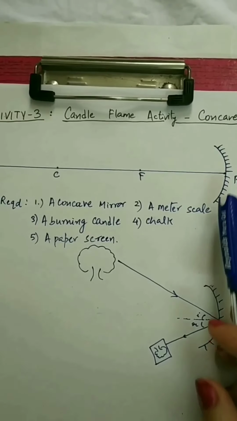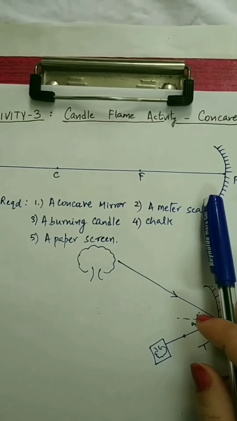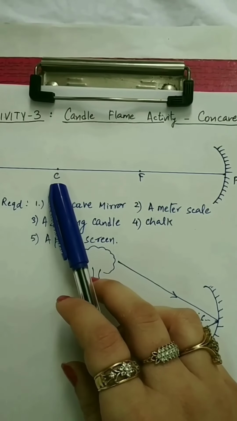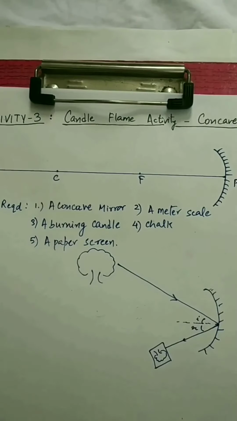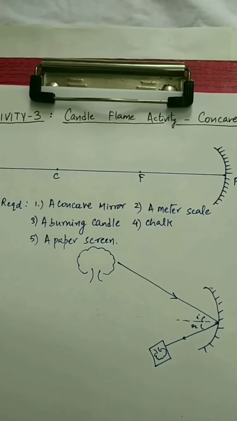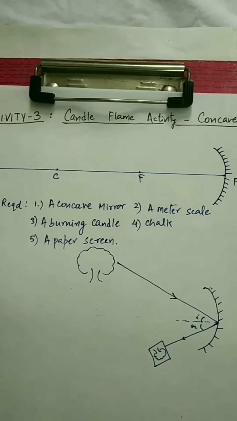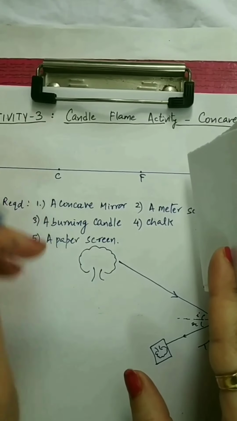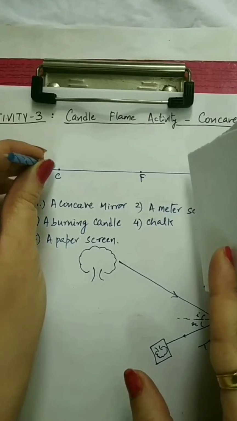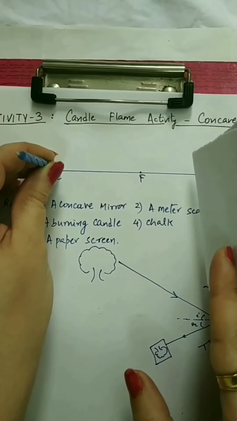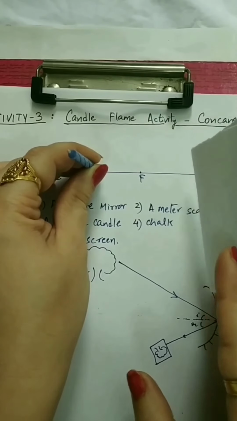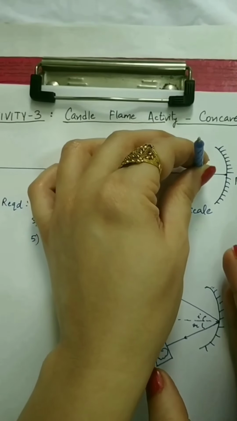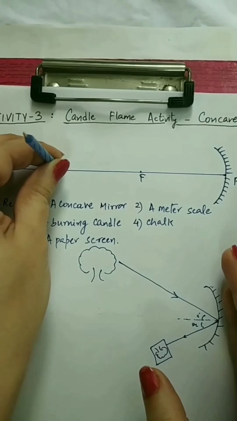Now place the concave mirror on a stand. Draw a line with chalk. Mark F and C on the line using a meter scale. Now place a burning candle far beyond C. So there are 6 different positions: 1st at infinity, 2nd beyond C, 3rd at C, 4th between F and C, 5th at F, and 6th between P and F. We'll place the candle at these different positions.